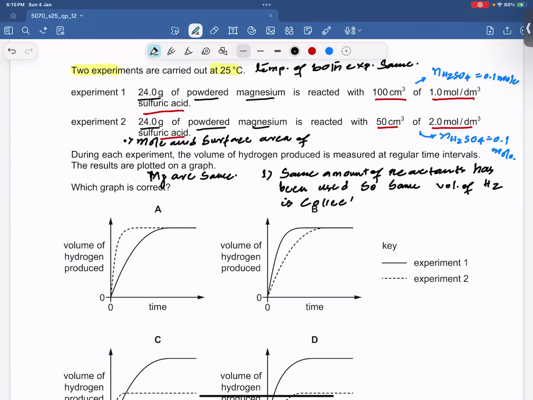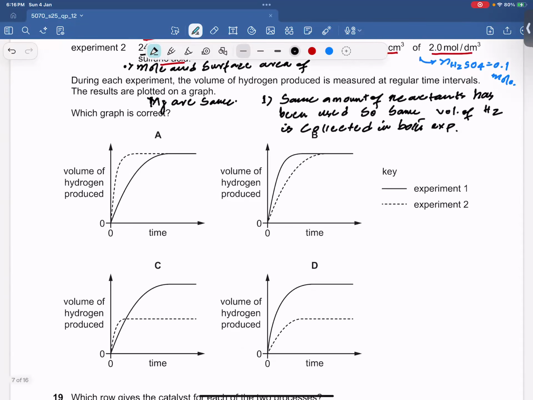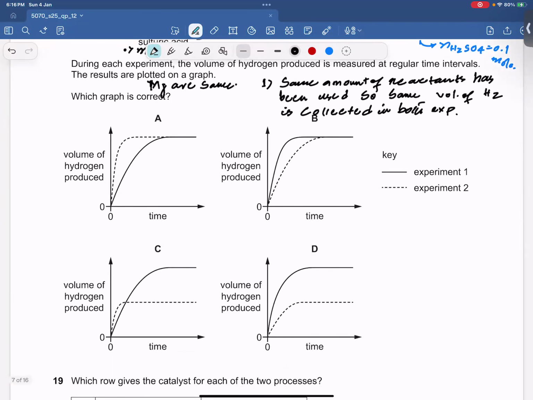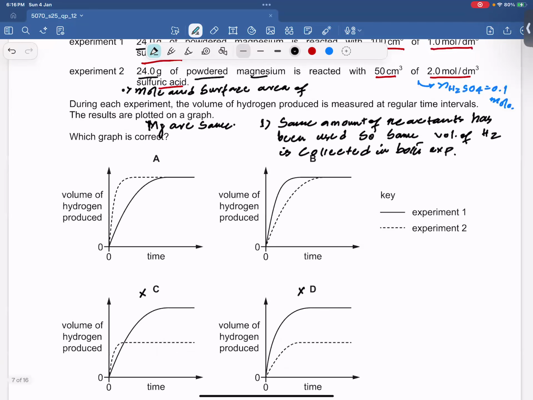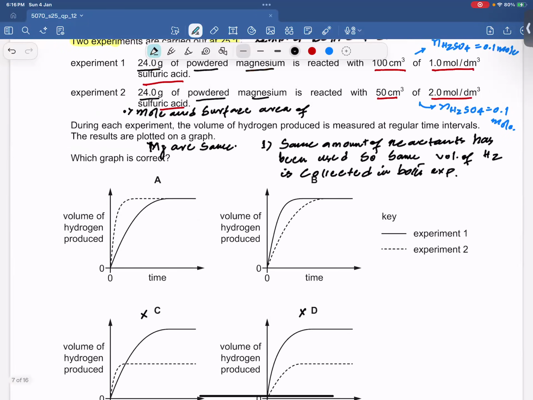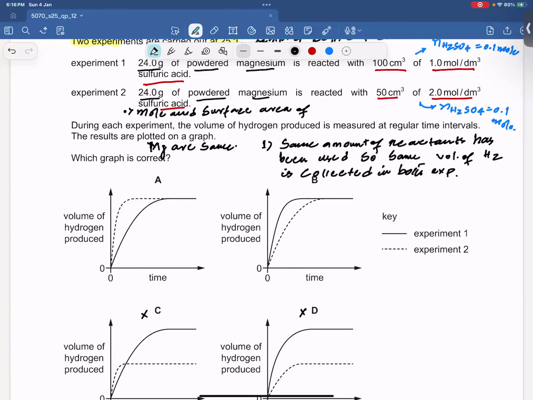So the same amount of hydrogen is collected in both the experiments. The same amount of hydrogen is not collected in C, which is wrong, and not collected in D, which is also wrong. Now competition exists between A and B because in both the options, the same amount of gas has been collected.